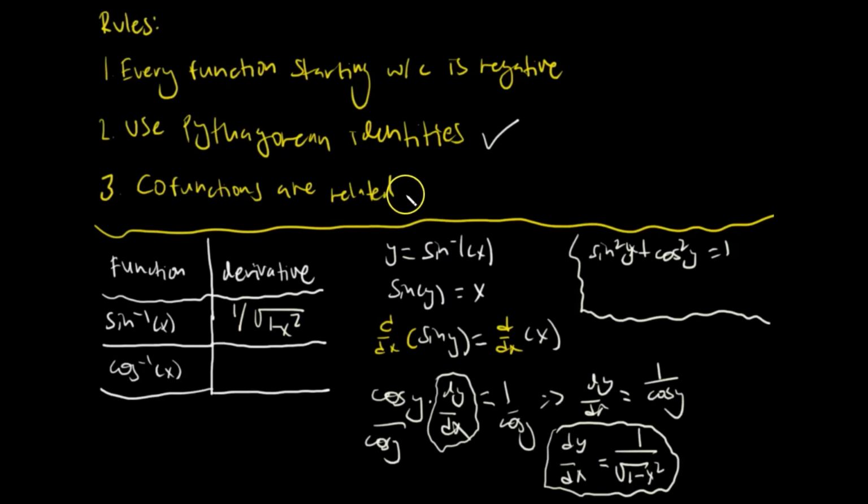And we can invoke this third rule, cofunctions are related, very similarly. And we can also pair that with the fact that any function starting with c, which cosine does, is negative. So it's literally just negative 1 over square root of 1 minus x squared.